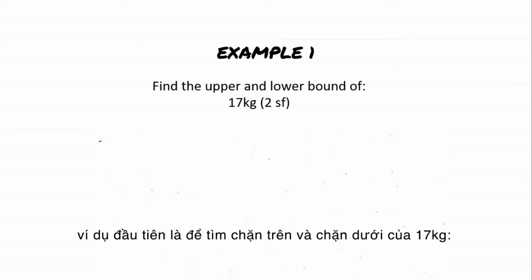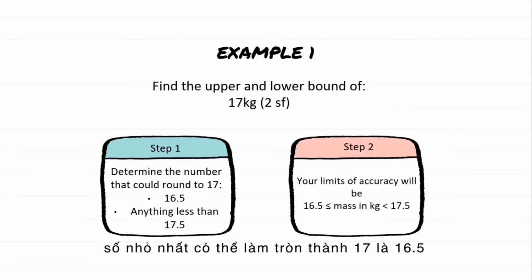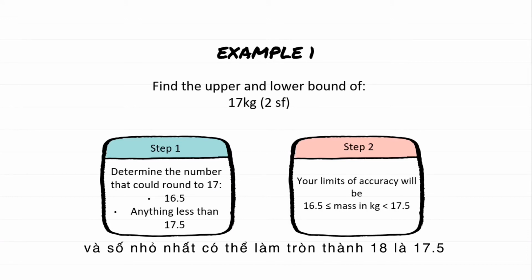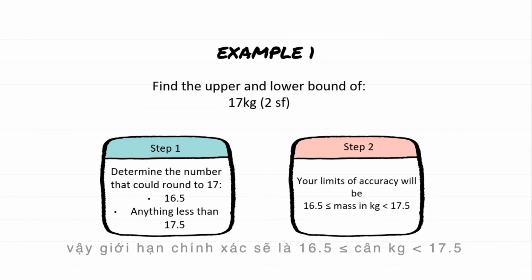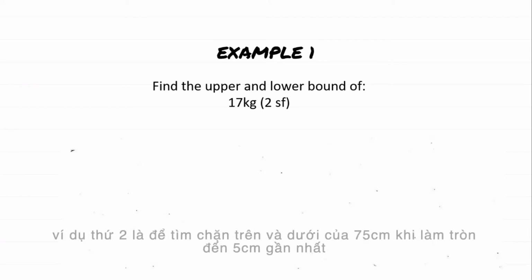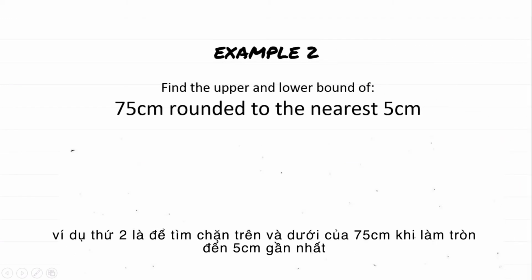To show you how to find the limits of accuracy for a measurement, we'll go through 2 examples. The first example is to find the upper and lower bound of 17 kilograms. The smallest number that could round to 17 would be 16.5, and the smallest number that could round to 18 is 17.5, so anything less than 17.5 could be rounded to 17. This means your limits of accuracy will be mass in kilogram greater than or equal to 16.5 and smaller than 17.5 kilograms.